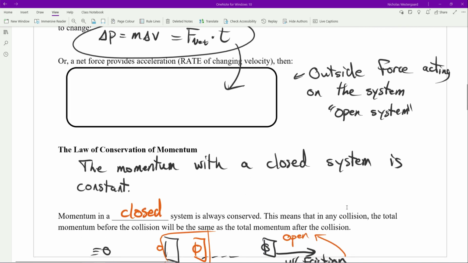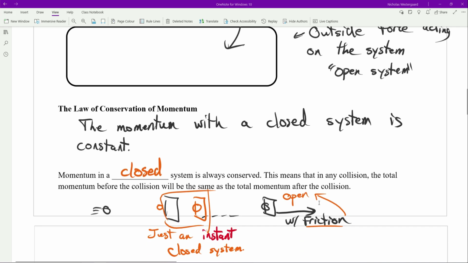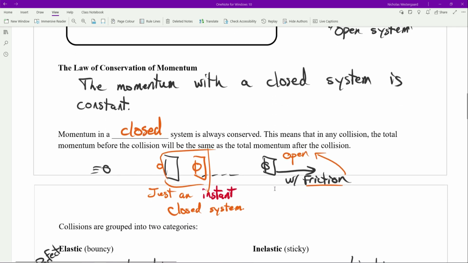This means for any collision or explosion or events that happen, the total momentum before the collision should be the same as the total momentum after the collision. So for example, here's our little diagram. If I have a ball flying at a box, so that's what I have here in black, and the ball were to strike this box and they were to stick together, the momentum of the ball and the box separately should be equal to the momentum of the ball and the box together.